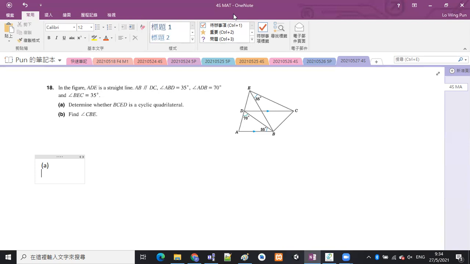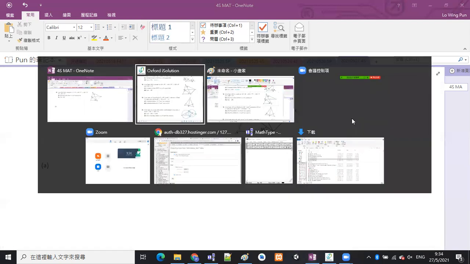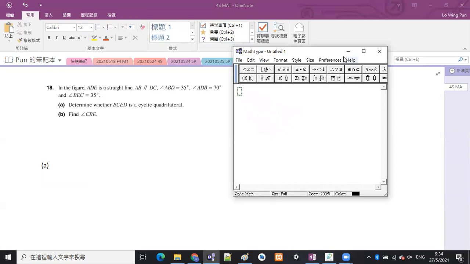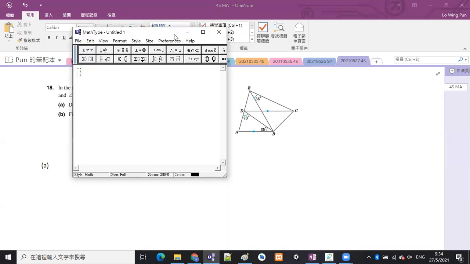So I would like to calculate angle BDC to see whether it is equal to angle BEC or not. But it's very simple, because angle BDC is equal to angle DBA. I have a pair of parallel lines, so I can use alternate angles, DC parallel to AB. And they are both equal to 35 degrees.